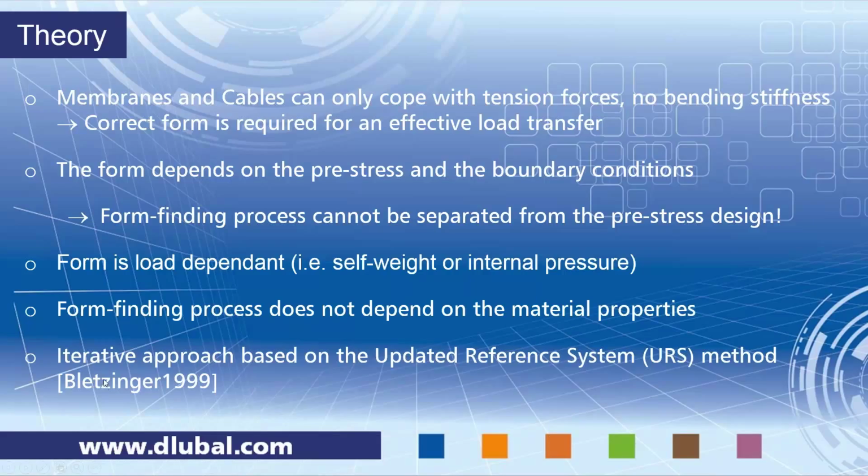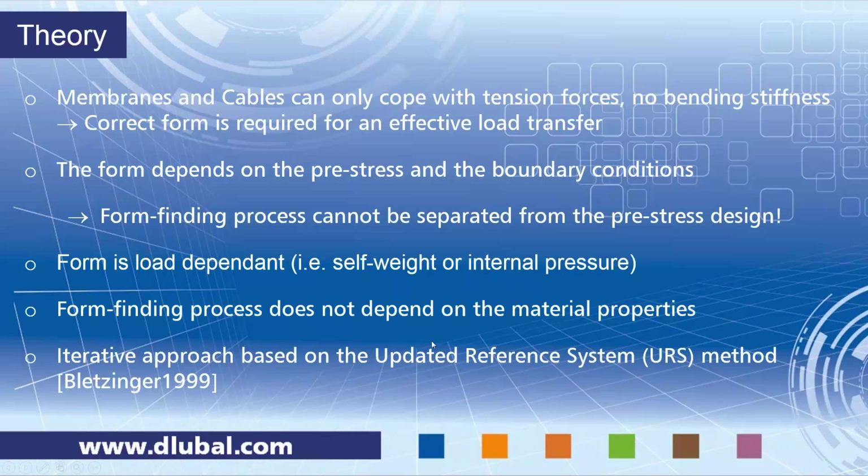The second point is that the form finding process does not depend on the material properties, just beside the zero bending stiffness, but all the other material properties are not of interest for the iterative process itself. So there's an iterative approach based on what's called the updated reference system method. This was invented by Professor Bletzinger in the year 1999, but it's modified since then. So if you just Google the name, you find loads of literature describing the form finding process.